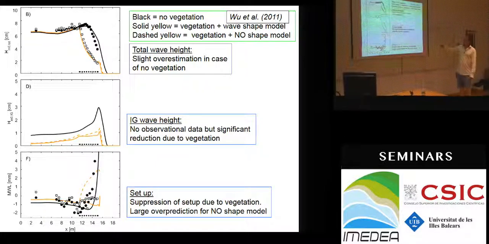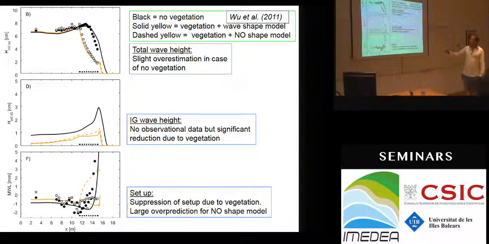The model is the solid line, and I have two versions of the model. I have one version of the model where I ignore the nonlinear shape of the waves, which is I think the dash line, and I have a version where I include the nonlinearity of the waves, so the wave shape. Now for the wave transformation, it doesn't make any difference.